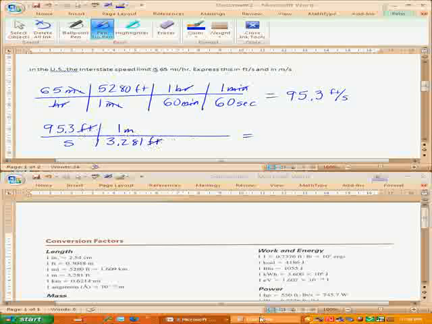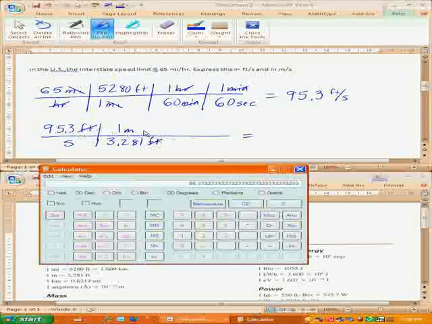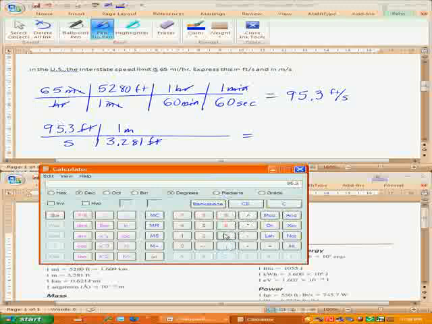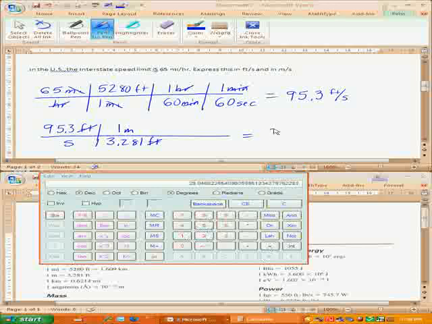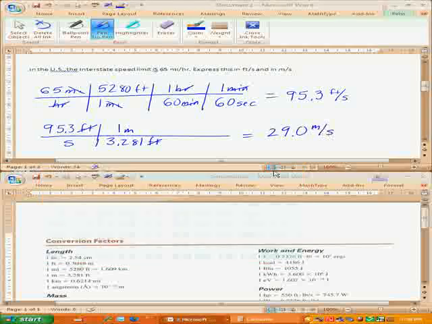And so now I'll bring up my calculator. I'll multiply across the top, so 95.3. And actually I can use what I had earlier. And then I'm going to divide by 3.281. And that will give me my answer, which will be 29.0 meters per second. Alright, and that's how you do unit conversions. Pretty simple.